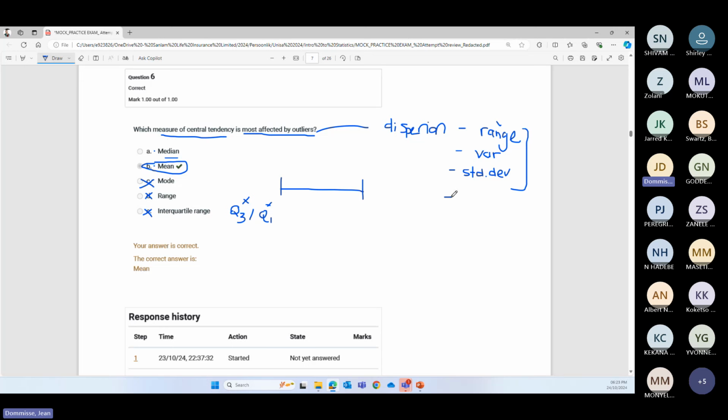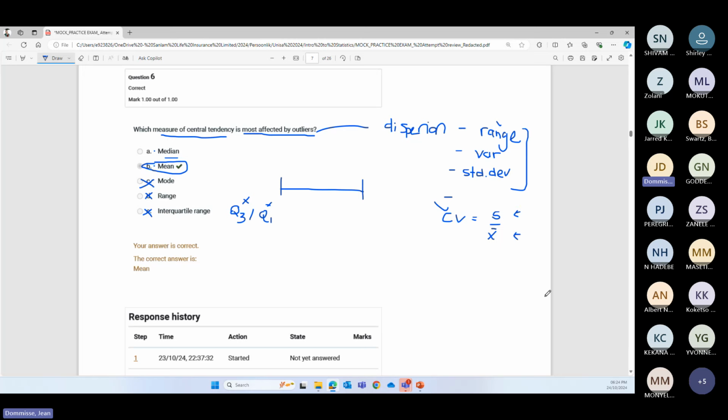And then probably, phew, what is that other one? The CV, the coefficient of variation, because the coefficient of variation is standard deviation divided by mean. If that is on a list, it will also be impacted by outliers, because it will have a direct impact on both of them.